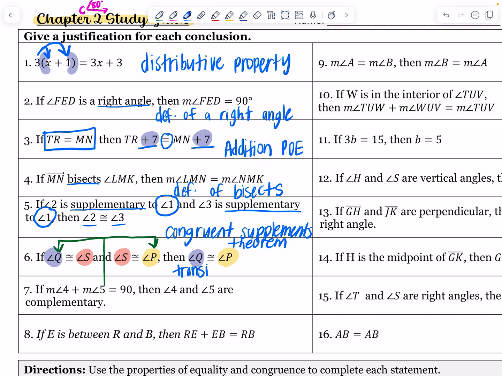Now, is it a property of equality or congruence? Is it a POE or a POC? Because I'm using the congruent symbol all the way through, it's going to be the transitive property of congruence.